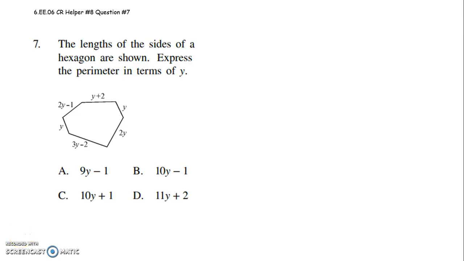All right, 7th graders, this is to help you on question 7, CR number 8. It says the lengths of the sides of a hexagon are shown. Express the perimeter in terms of y. Okay, so perimeter, you have to know, is distance around the outside.